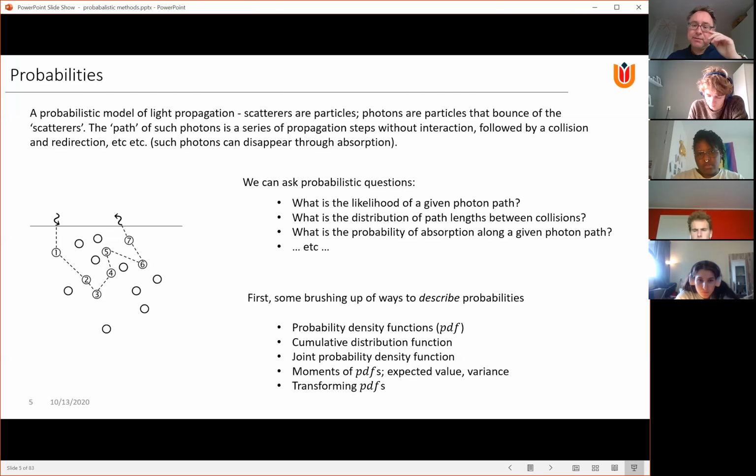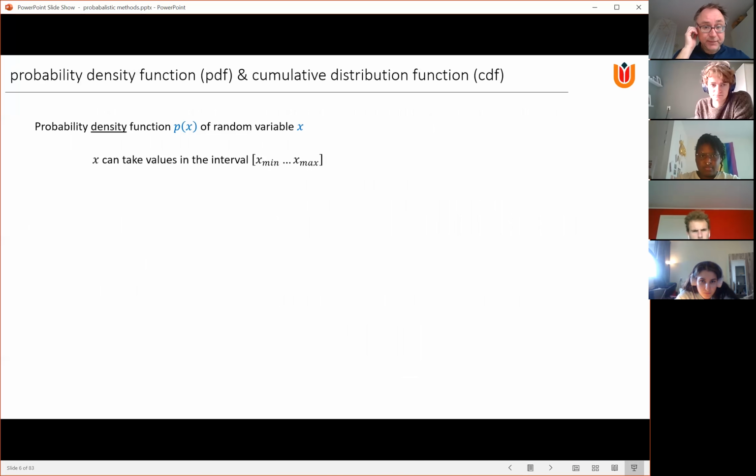But before we go into that, I just want to briefly recap these probabilities again. We already discussed the cumulative distribution function very briefly, but I want to introduce a couple more things. Probably you know all this already, but just for completeness.